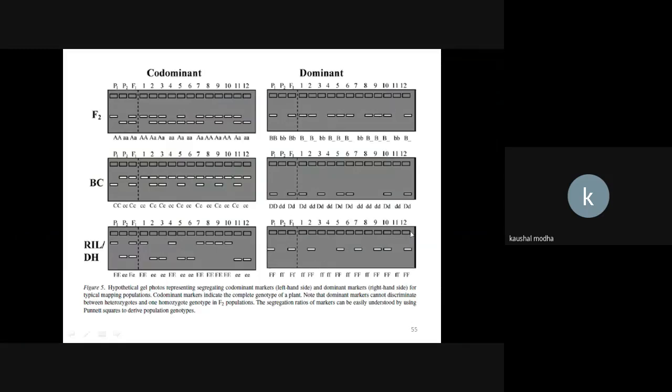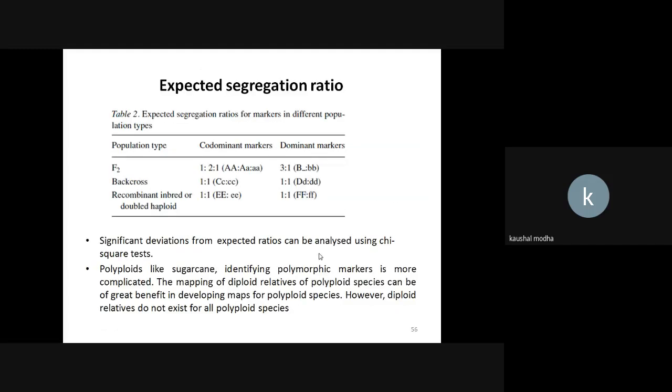Now, in RILs, we'll again find 1:1 segregation. If it is a dominant marker, it is present in P1, absent in P2, and in F1 the band would be present. If you look at this pattern, there is 1:1 segregation: in 50% of RIL or double haploid individuals the band is present, and in 50% the band is absent. This is for a single marker locus. Still, we are not talking about linkage. We are just talking about a concept very similar to the monohybrid cross of Mendel. We are focusing on one marker locus and its two alleles. So the expected ratio for a single marker locus in F2 for a codominant marker is 1:2:1.